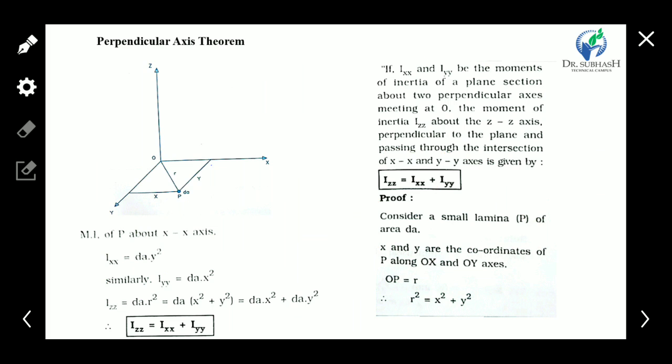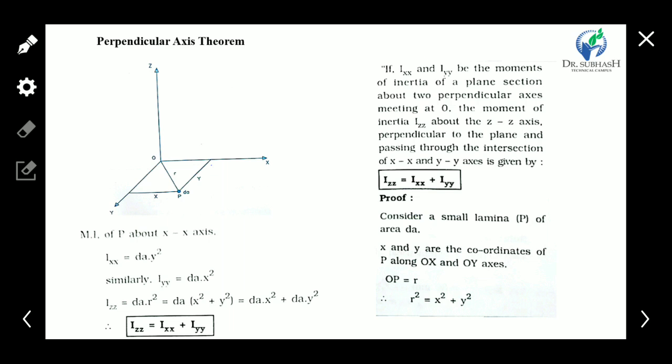Now let's derive that equation. Proof: consider a small lamina P of area dA. Here x and y are the coordinates of P along OX and OY, the coordinate values about the x axis and y axis.